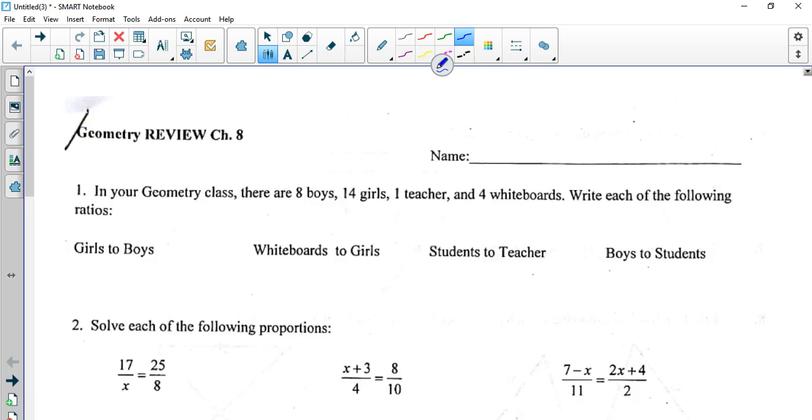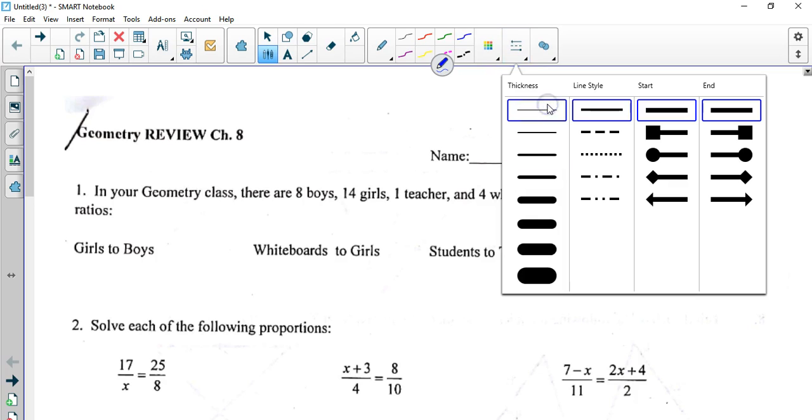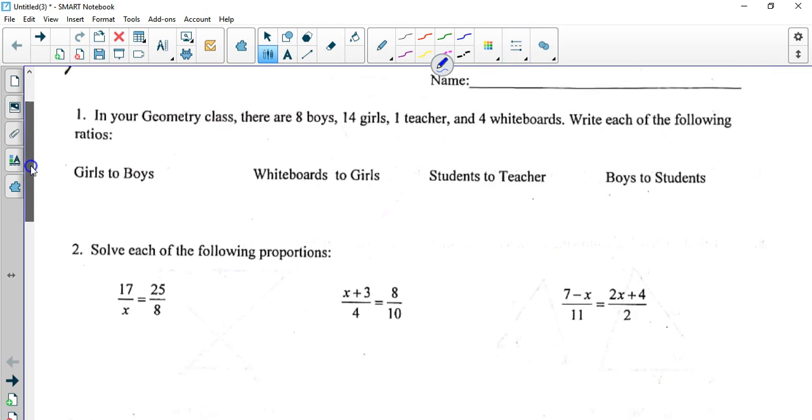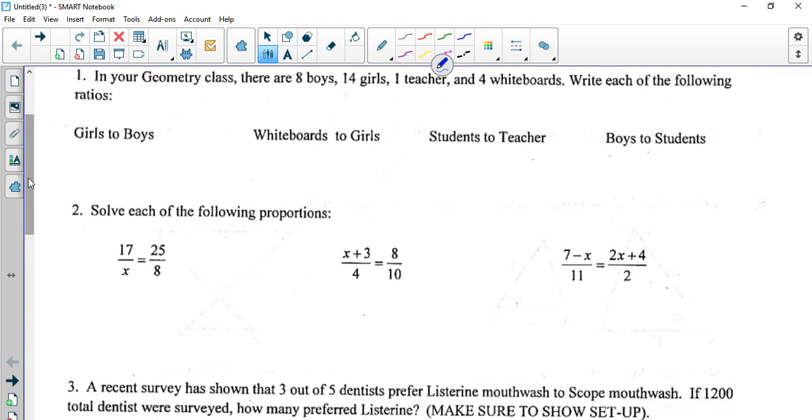Review for our last unit of the first semester. Okay, so we have 8 boys, 14 girls, 1 teacher, and 4 whiteboards. Please pay attention to the order and look at the numbers. So girls to boys. If you're writing as a fraction, it'd be girls over boys.